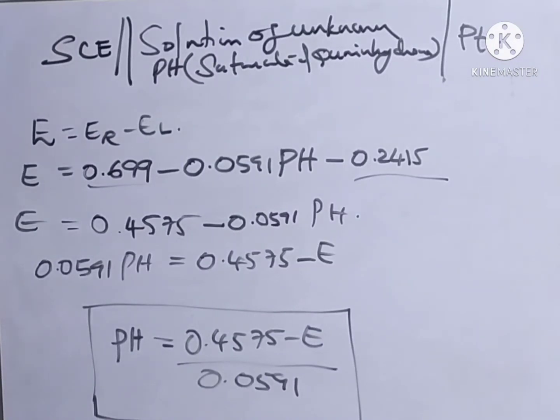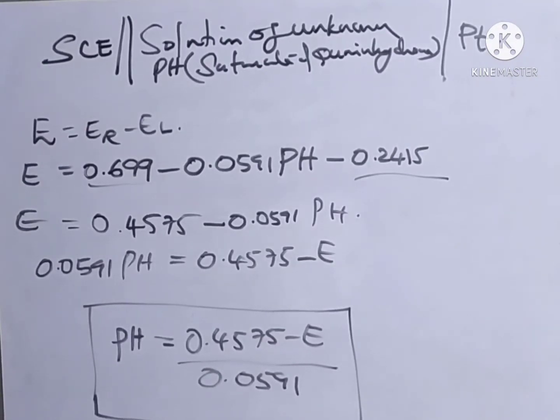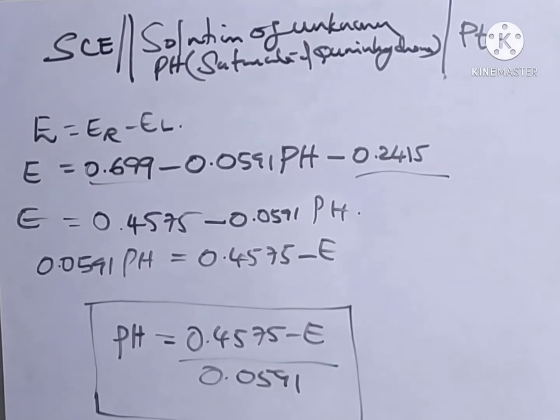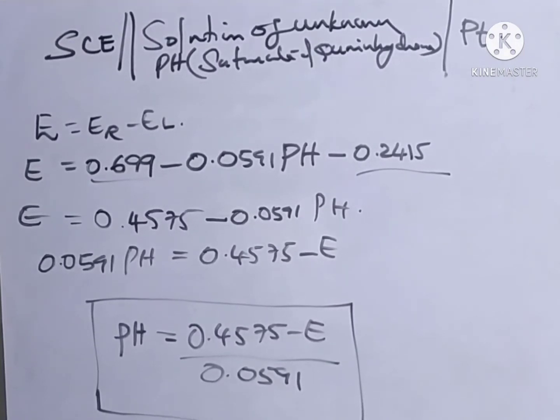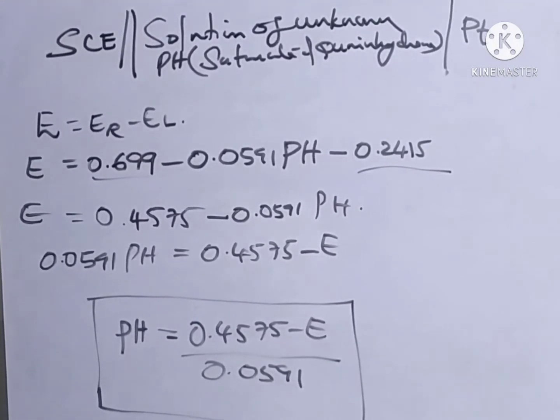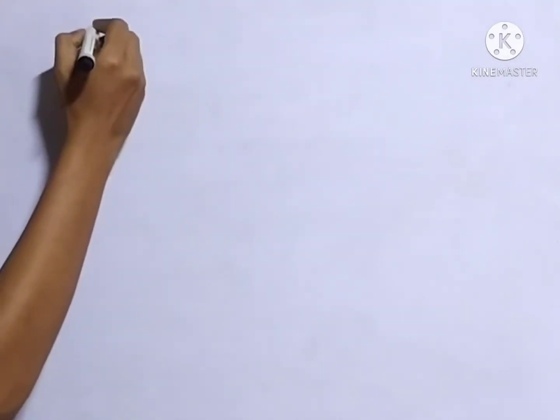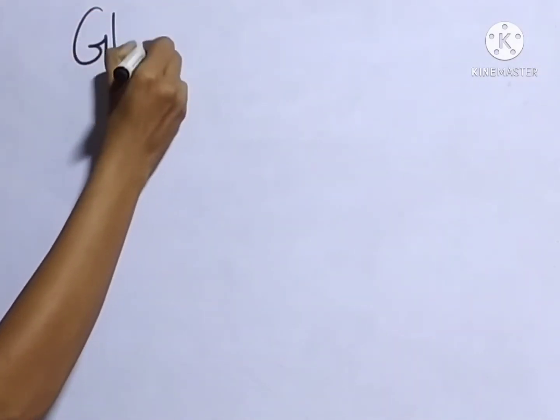Okay, from these two equations we can calculate the pH of the unknown solution. This is how we calculate pH value by using quinhydron electrode. Then let's go to glass electrode. Next one, by using glass electrode.